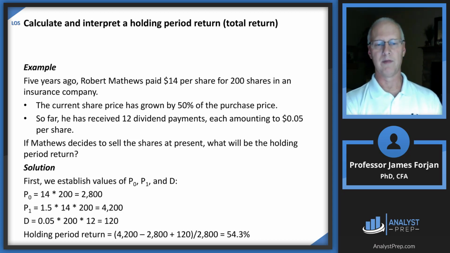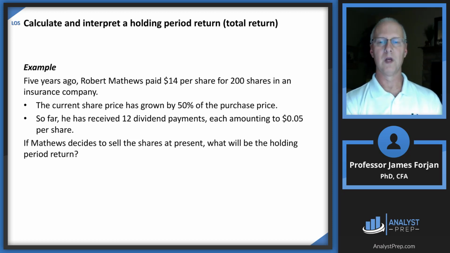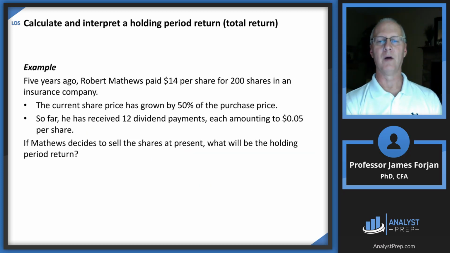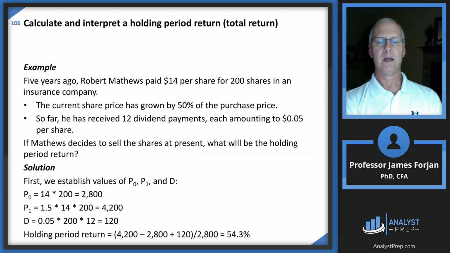He received 12 of them, and he had 200 shares, so he got $120 worth of, now note back here, this formula calls that asset income. And then he sold at 4,200. So where do we get that? He had the $14. It grew by 50%. So 50% of 14 is 7. So that's 21. And 21 times 200 gives us $4,200.